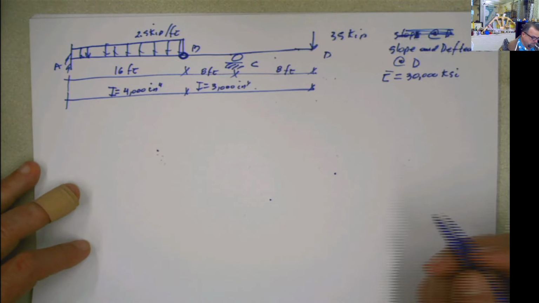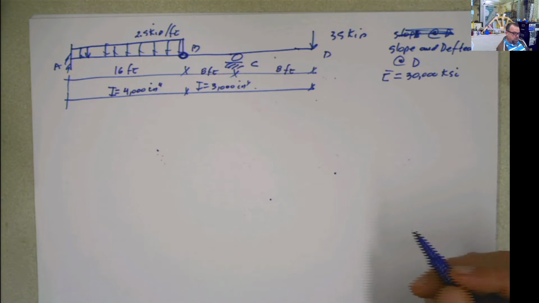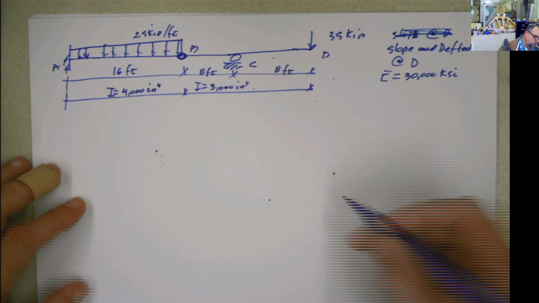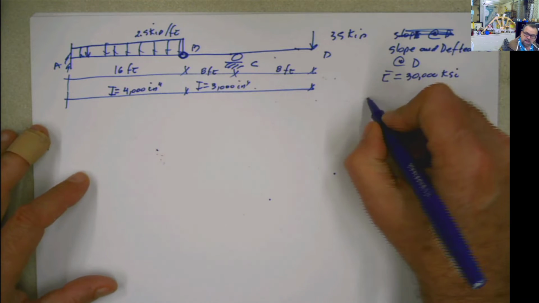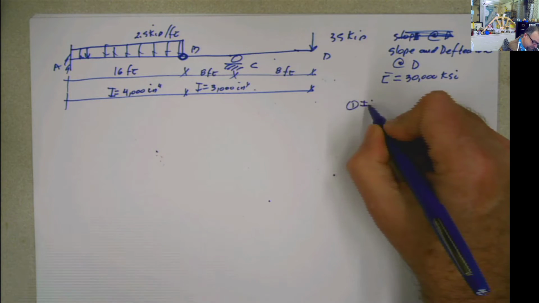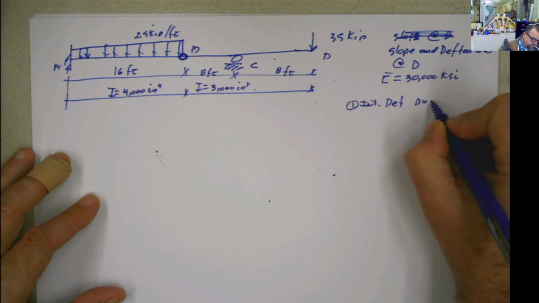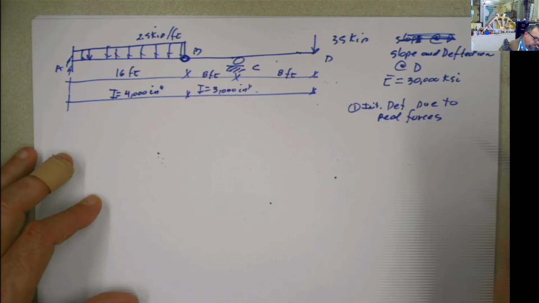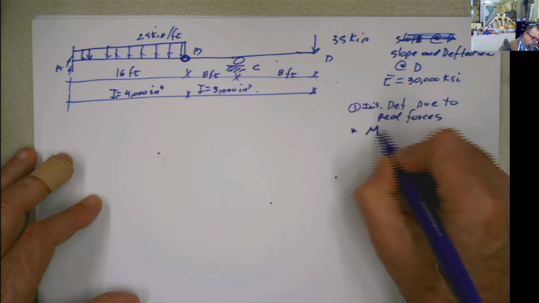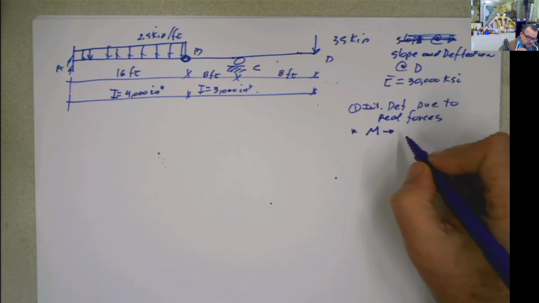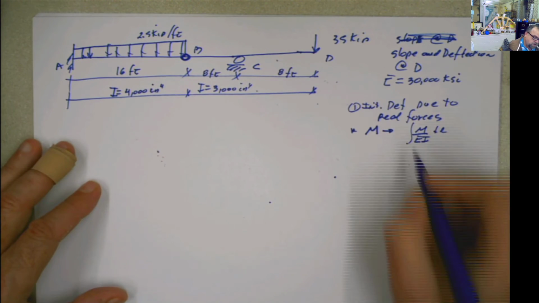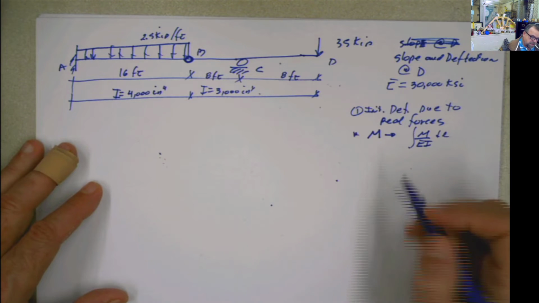So if you remember what we have to do with the method of virtual work to solve this problem, we have to create a real structure, which is this one. We are going to calculate the internal deformations due to the real forces. By that, I mean you have to calculate the internal moment, and with this moment you're going to calculate the internal deformation. What is the internal deformation? M divided by EI dL. Basically we have to do statics in this beam.